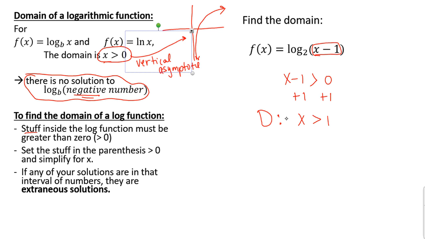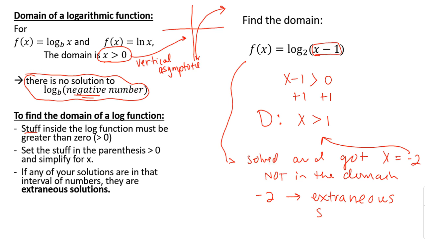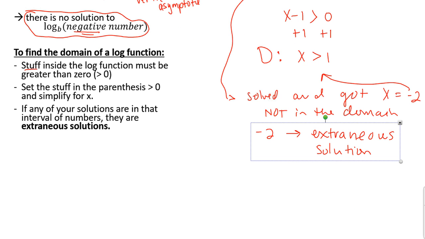So if I go through and I solve any of these equations, so let's say I solved this and got x equals -2. You would compare that to your domain and say it's not in the domain. So -2 is what's called an extraneous solution. It does not work. It came out of our solving, but it doesn't actually work with the original problem. So you would say it's not a solution. So you cross it out of your answers.